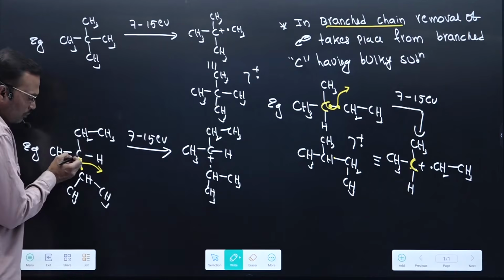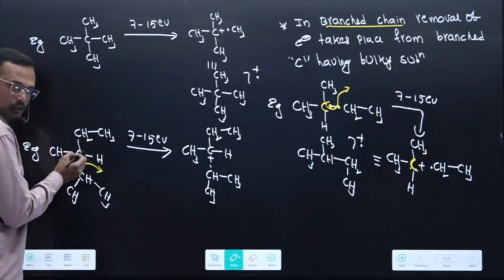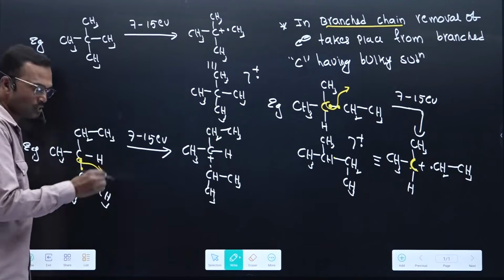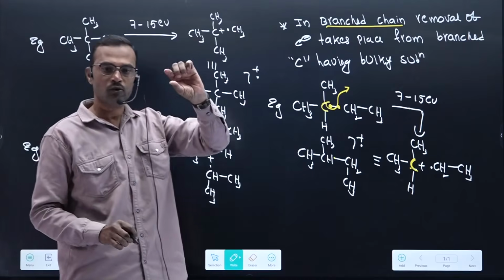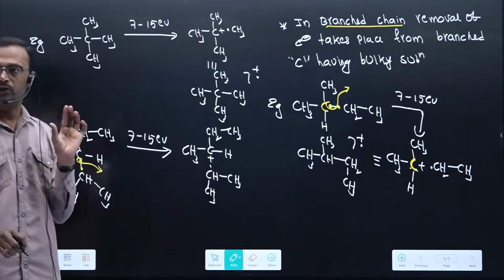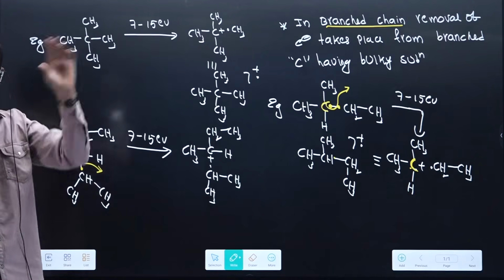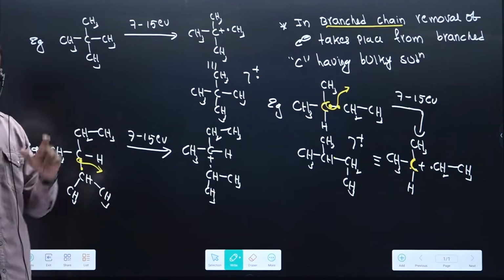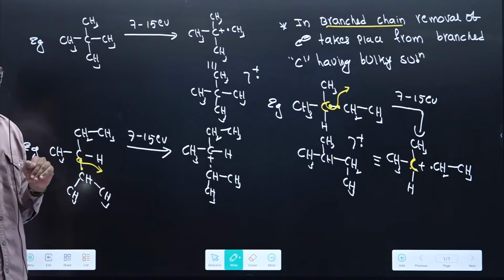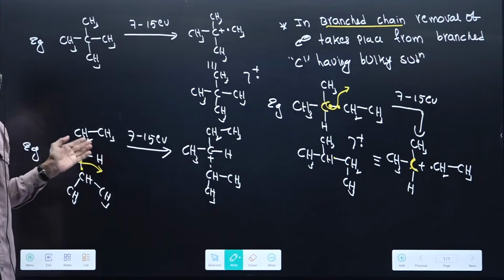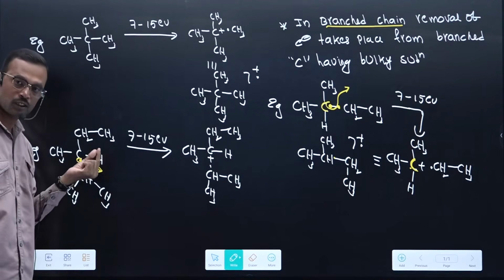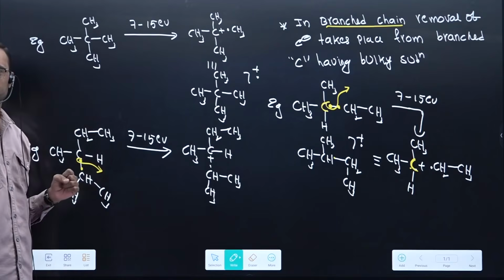If a molecule has a straight chain or a branched chain, remember, if a straight chain is given, try to remove the electron from the terminal carbon. If a branched chain is given, try to remove the electron from the branched carbon having bulky substitutions. Why are we removing from bulky substitution? That question you need to ask. Because if I remove an electron from the branched carbon having bulky substitution, that will give a stable carbocation.